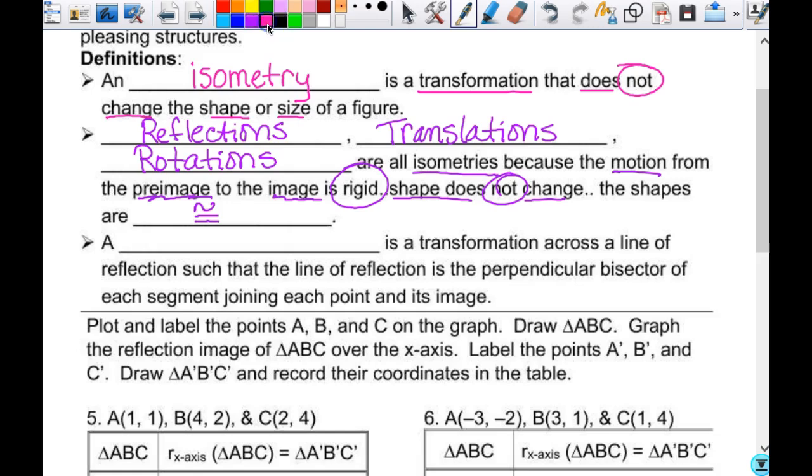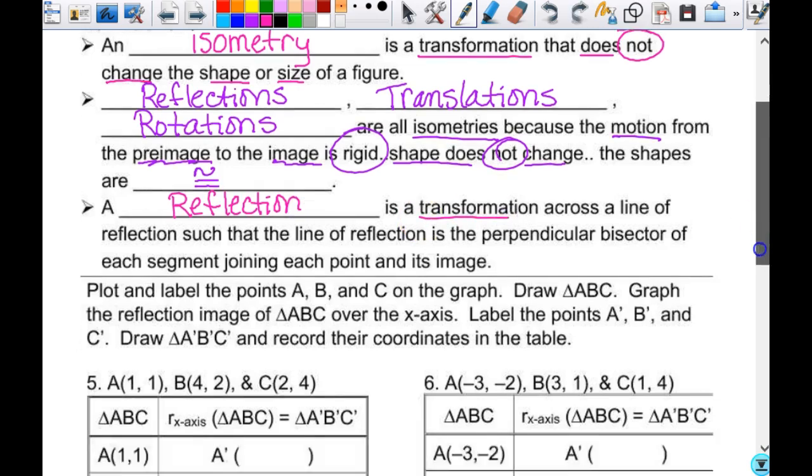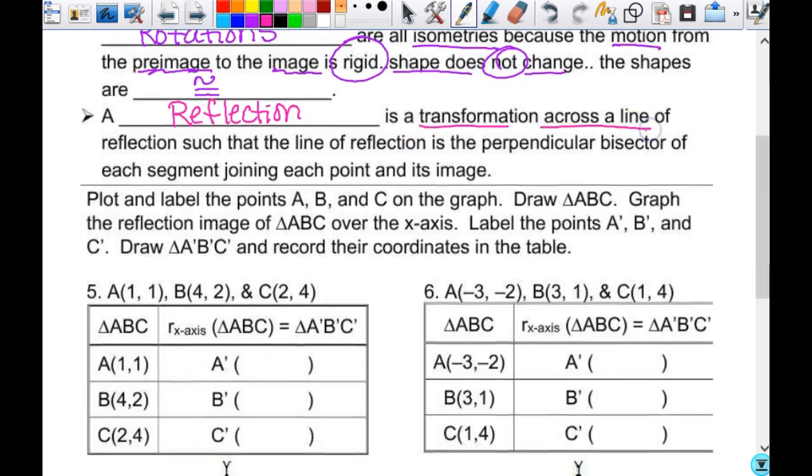Okay, so the first one that we're going to look at is a reflection. So a reflection is a transformation across a line of reflection such that the line of reflection is the perpendicular bisector of each segment joining each point to its image. And I'll explain to you after we do an example why it has those words in it, which might seem a little weird why we're talking about perpendicular bisector stuff, but it's more than just flipping it over a line, okay, which is maybe the only way it's ever been expressed to you.